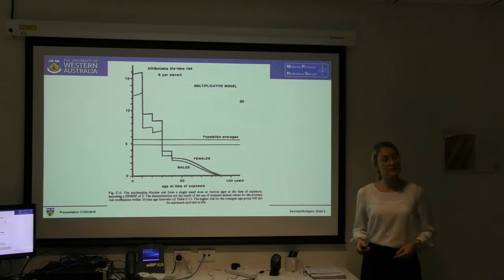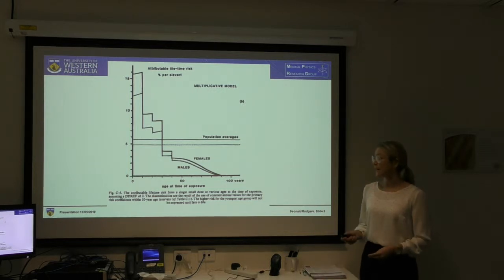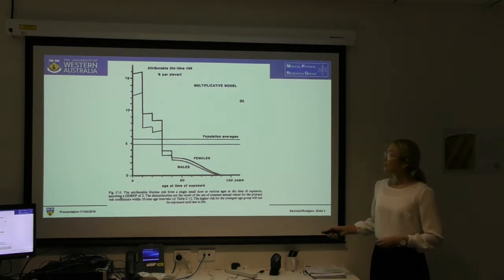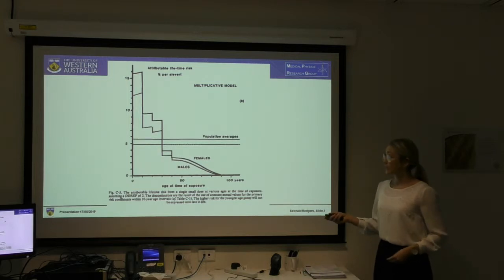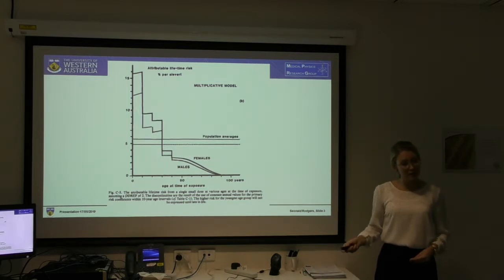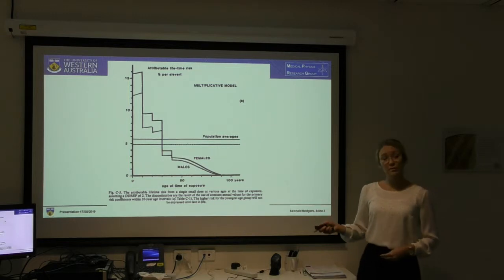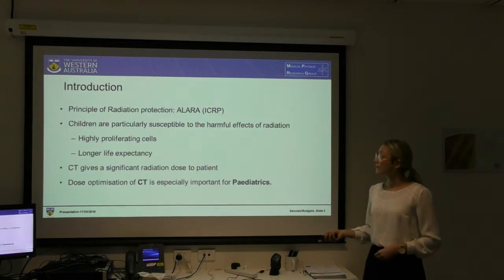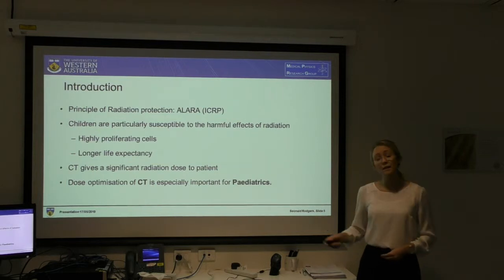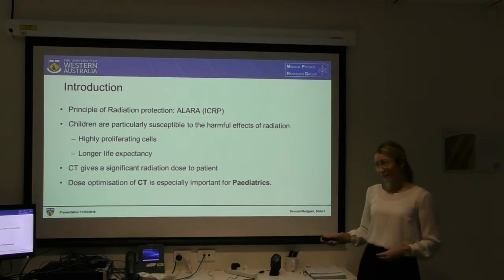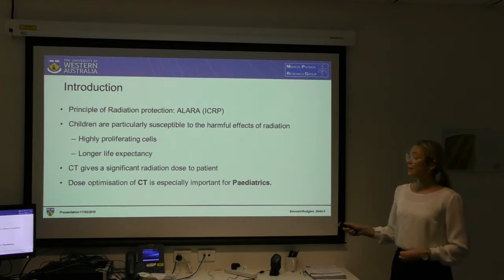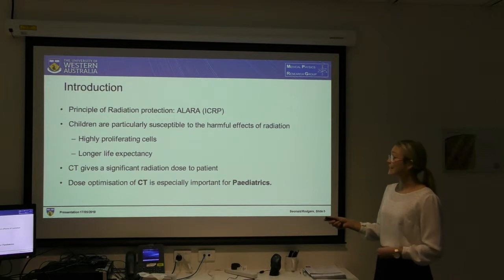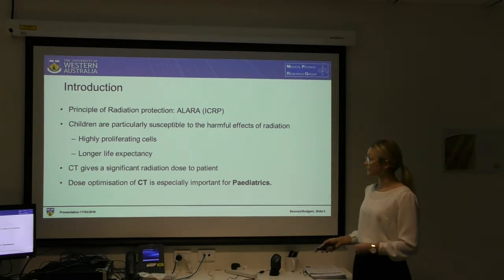This increased risk is demonstrated in this figure, released by the ICRP publication 60. You can see children under the age of 5, especially females, are at a much greater risk of developing a cancer due to an acute exposure of radiation compared to the rest of the population. Additionally, CT, compared to other X-ray imaging modalities, delivers a significant radiation dose to the patient. Therefore, it is clear that dose optimization for CT is especially important for paediatrics.